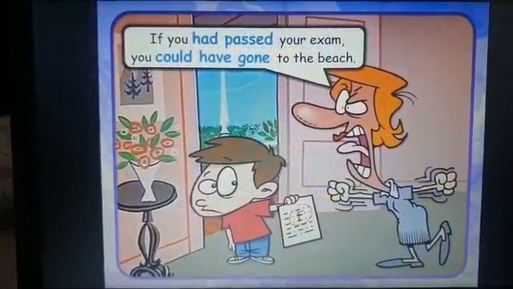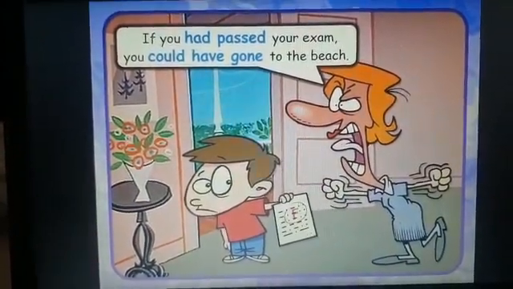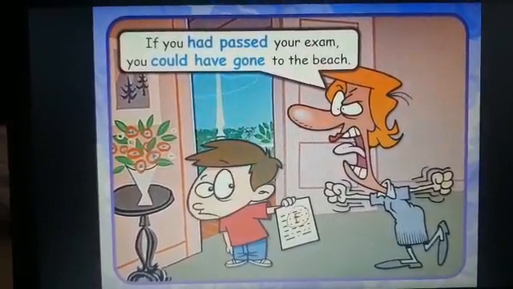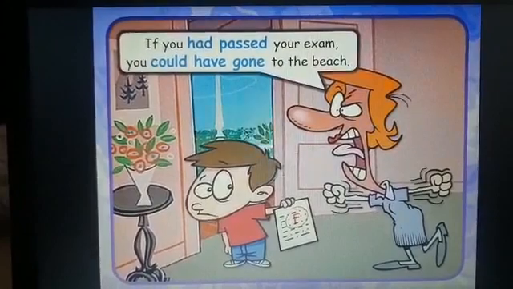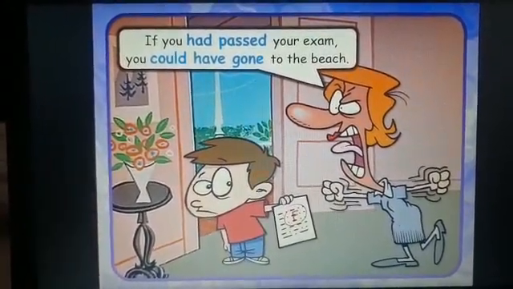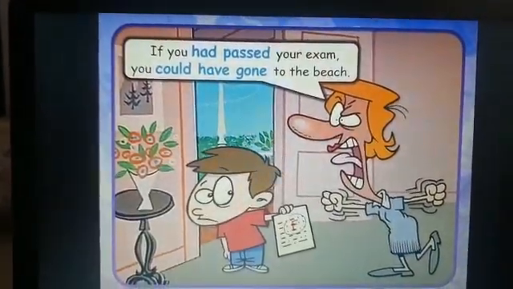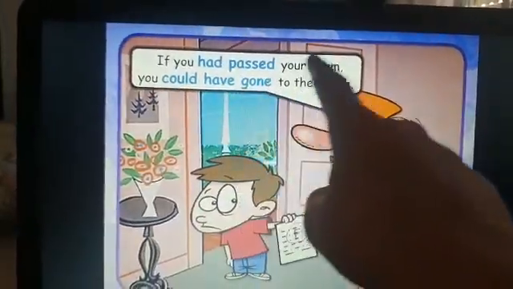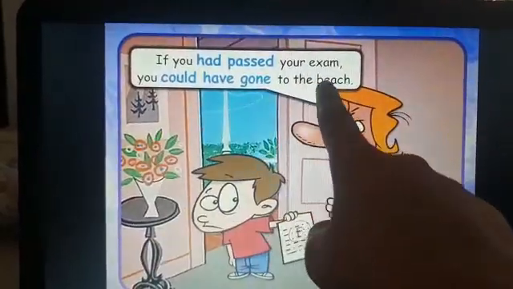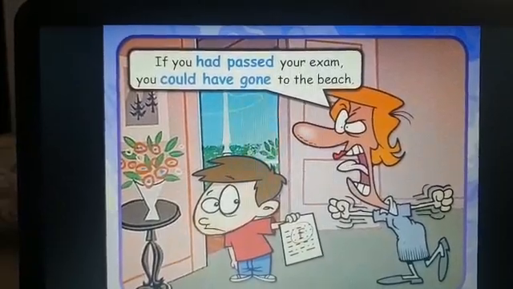More examples. If you had passed your exam, you could have gone to the beach. Si hubieras aprobado tu examen, podrías haber ido a la playa. Aquí es cuando el niño ya se pone triste, pues porque como no ha estudiado lo suficiente, pues ahora se queda en casa. Un arrepentimiento. ¿Lo veis? Aquí veis que además de would podemos utilizar could. También es importante que sepáis que if you had passed your exam, esta primera parte se puede poner al final y empezar por aquí. ¿Vale? No siempre la parte del if es la que empieza la frase.